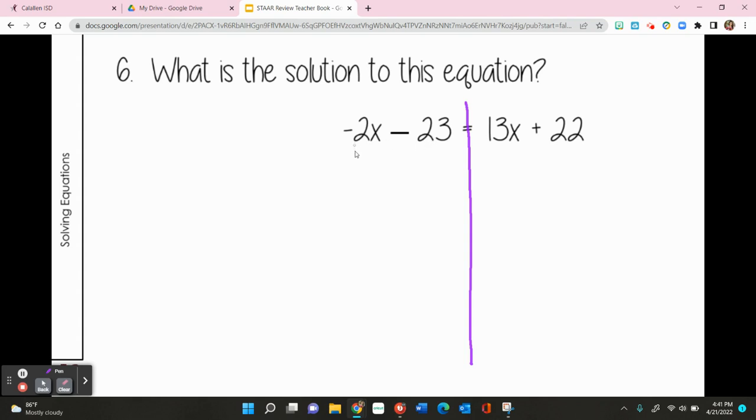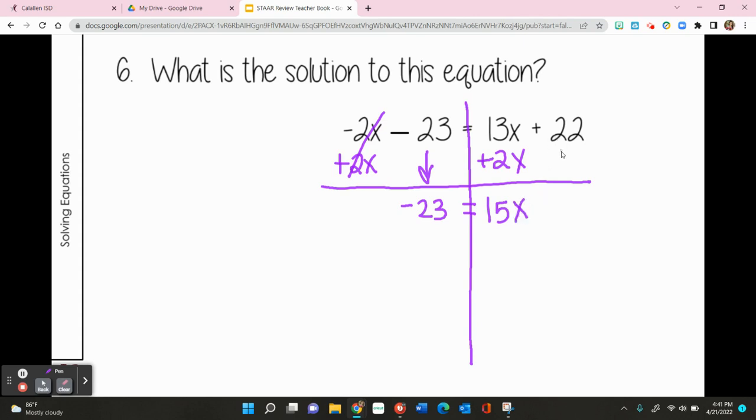We want to identify which one of our variables is smaller. So I have negative 2x and a positive 13x. If you look and see which one is smaller, negative 2 is smaller than 13. So I want to move this over. Since this is negative, to cancel it out and move it over, I'm going to add 2x to both sides. When I add 2x to both sides, this cancels out. On the left side, I am left with negative 23. And this is equal to 13x plus 2x, which is going to equal 15x. And then I'm also going to drop down the plus 22.